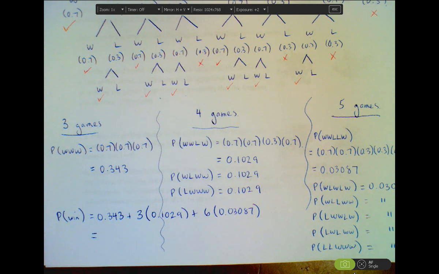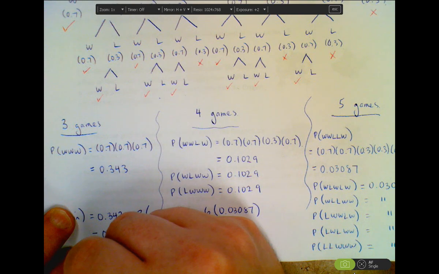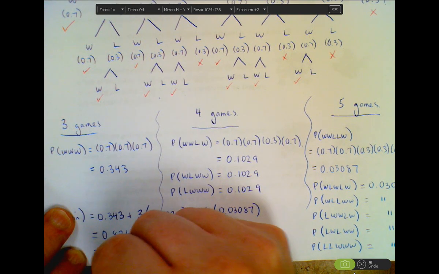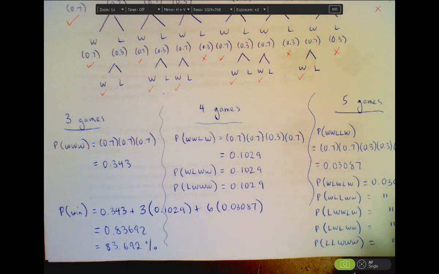3 times 0.1029 plus 6 times 0.03087. 0.83692, or 83.692%. So the longer the series, the more likely it is that the better team is going to win. It gives their skill more of a chance to kind of come out.